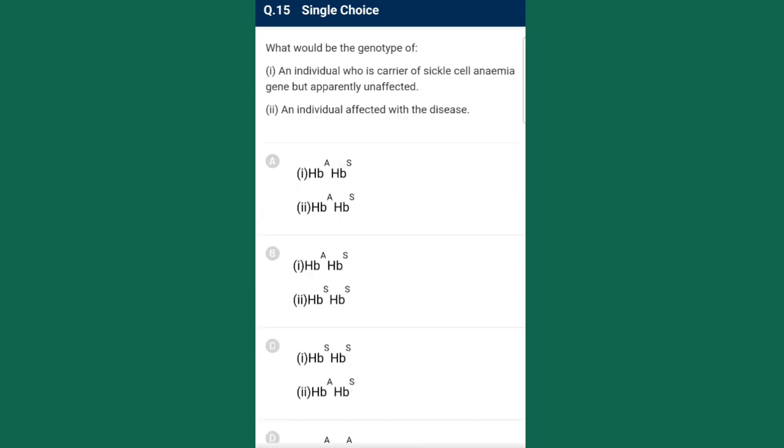Question number 15. What would be the genotype of an individual who is a carrier of sickle cell anemia gene but apparently unaffected? An individual affected with the disease.